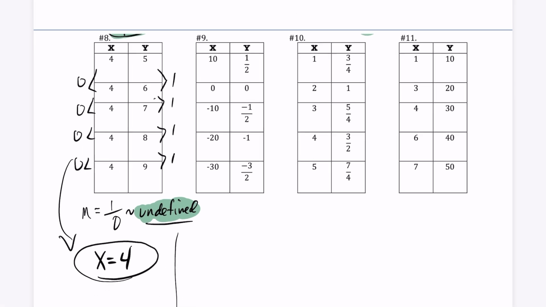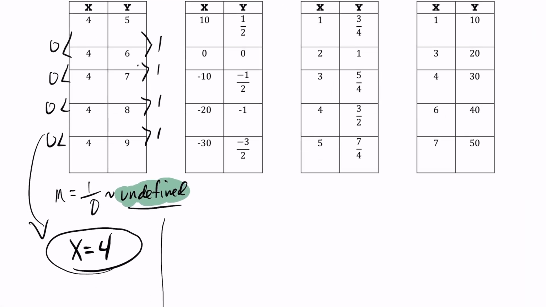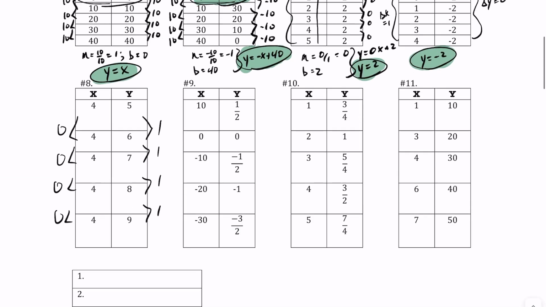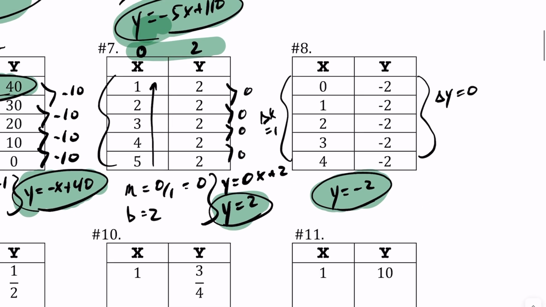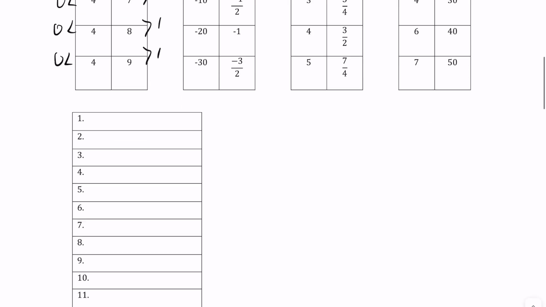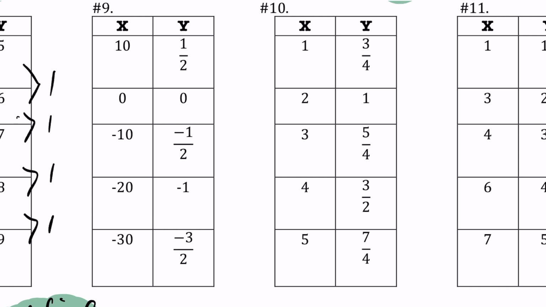This will create a vertical line, and we'll discuss that a bit later. But the general idea is now no matter what y value I'm choosing, I have x values outputting 4. Whereas in the previous 2 questions, no matter what x value I choose, I have a constant y value, and that creates the opposite. All right, let's take a look at number 9.